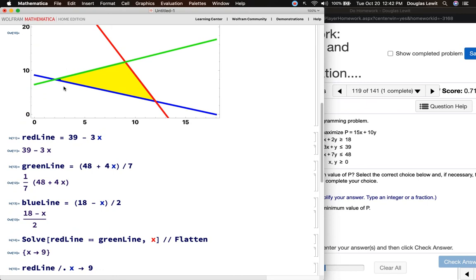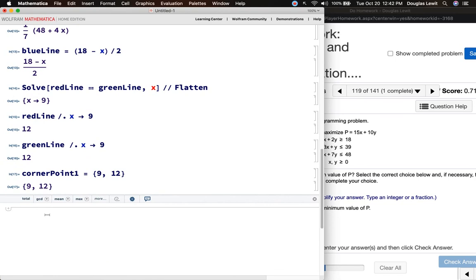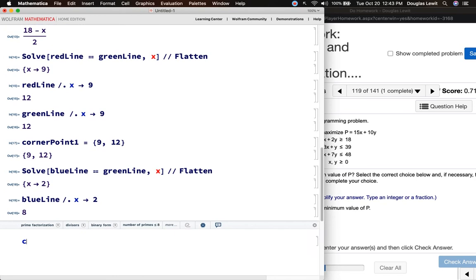Okay, what about the blue line and the green line? Solve. Blue line is equal to green line, x is equal to 2. It doesn't matter whether we use the blue line or the green line for this, because at the intersection of x is equal to 2, the y value will be the same. So corner point 2 is equal to 2, 8.